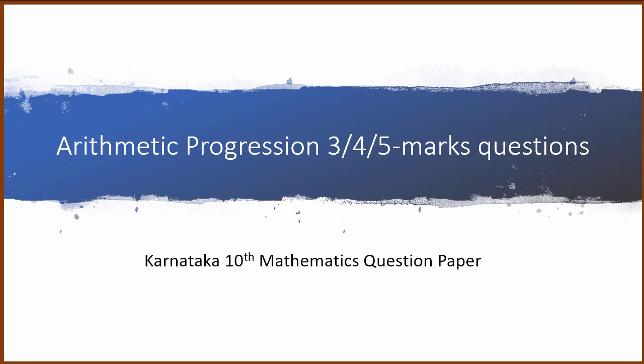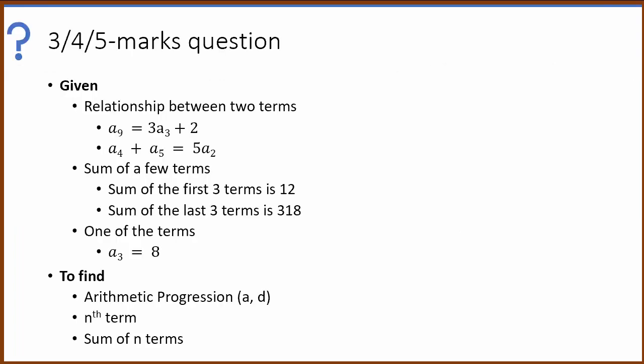Now let's look at the 3, 4, 5 mark questions. They're quite similar in what they ask. Depending on the complexity, how difficult the problem is, it's either a 3, 4 or 5 mark question. So what do they typically ask? They give you a relationship between 2 terms. For example, in this case, they are saying that the 9th term is 3 times the 3rd term plus 2. So they'll give you a relationship like this, but it will be in text.